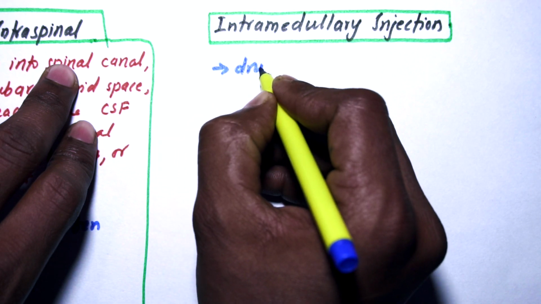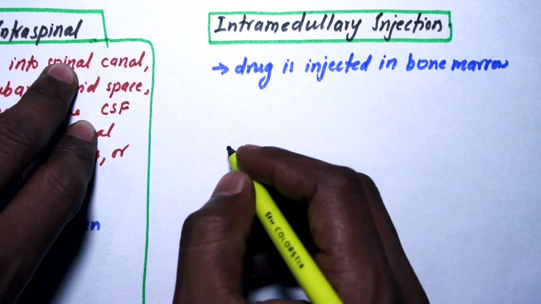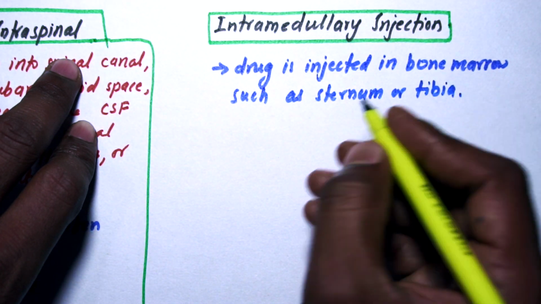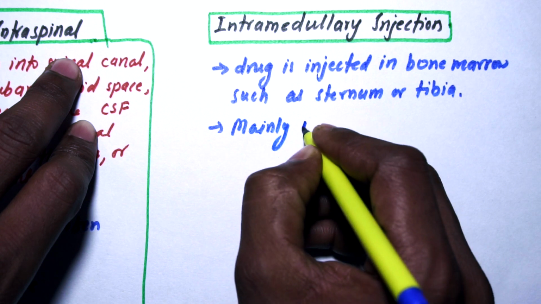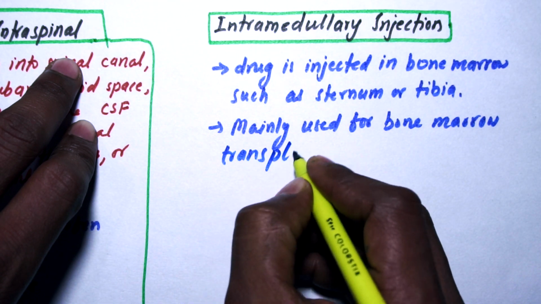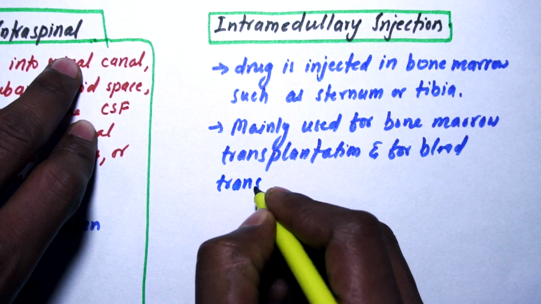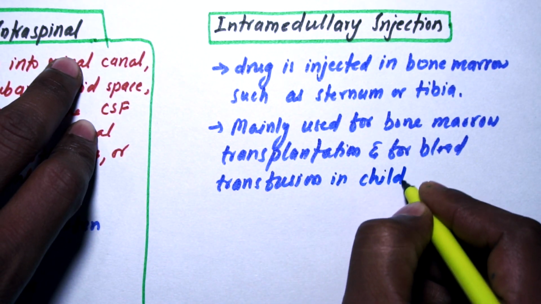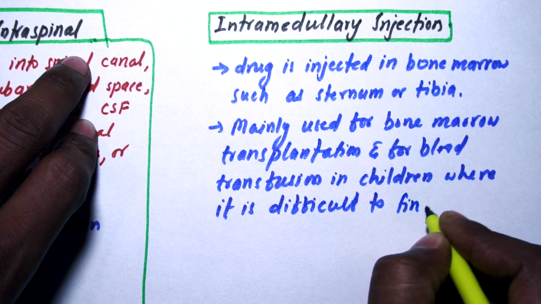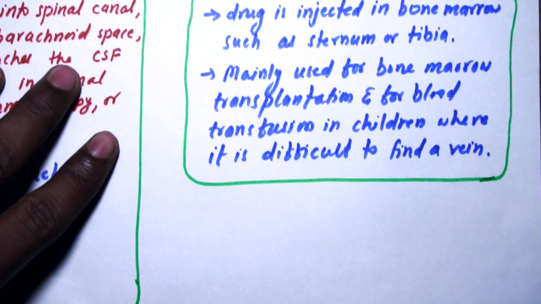Now we will discuss intramedullary injection. Here the drug is injected into the bone marrow of bones such as the sternum or tibia. This route is mainly used for bone marrow transplantation and for blood transfusion in children where it is very difficult to find a vein. In that situation we are going to use intramedullary injection.